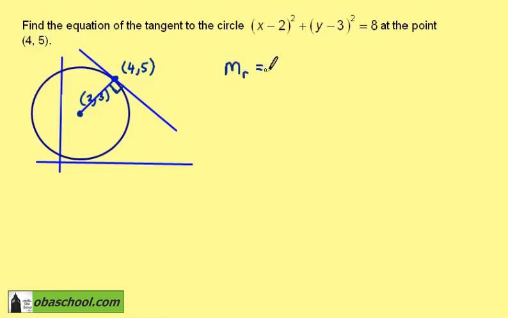The gradient of the radius will be the difference in the y-coordinates, 5 minus 3, divided by the difference in the x-coordinates, 4 minus 2. This is 2 over 2, which is 1. So the gradient of the radius is 1, which means the gradient of the tangent is minus 1. We should know that when two lines are perpendicular, the product of their gradients is always minus 1.